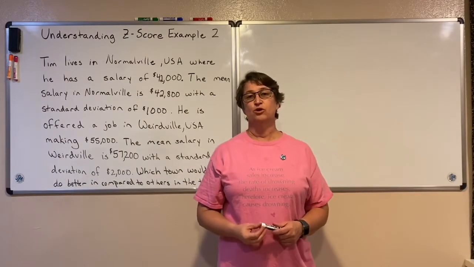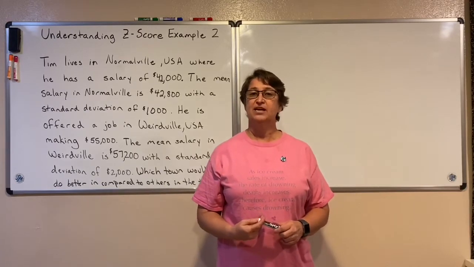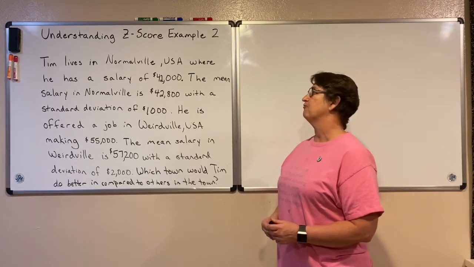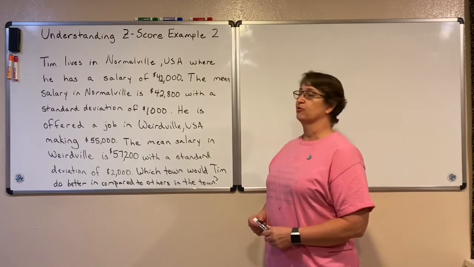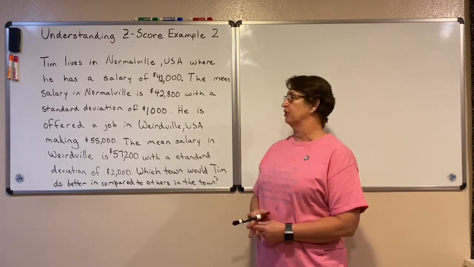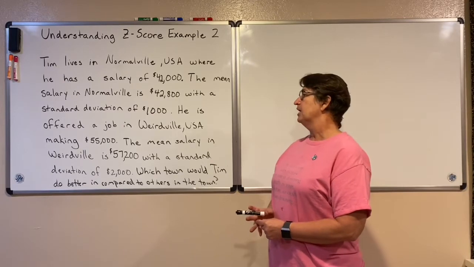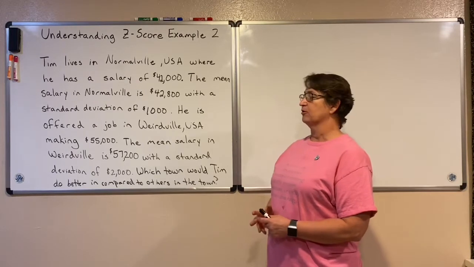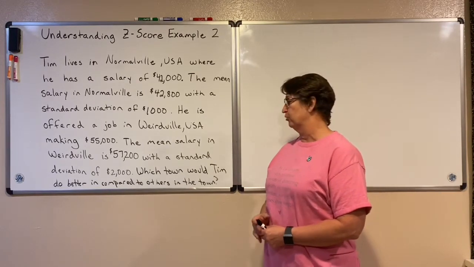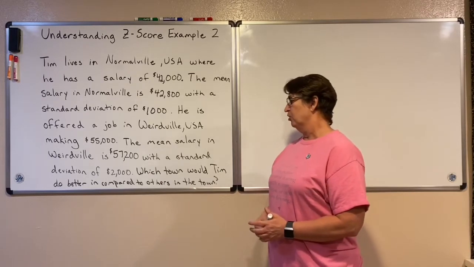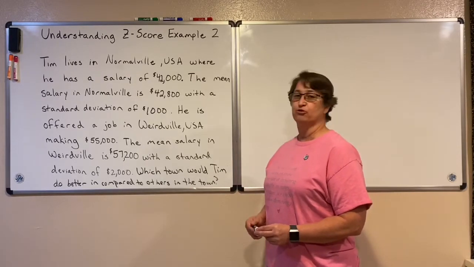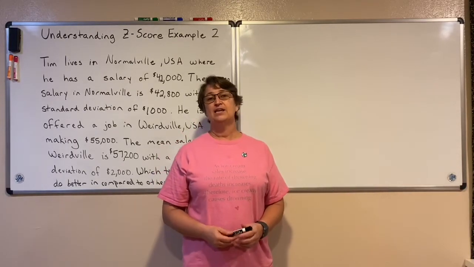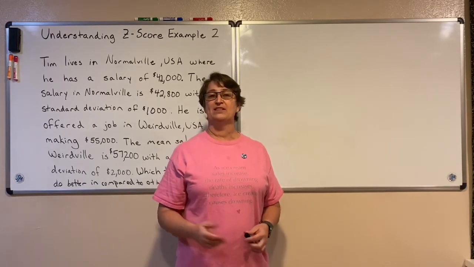Let's use the z-score to help Tim make a decision about taking a job. So Tim lives in Normalville, USA, where he has a salary of $42,000. The mean salary in Normalville is $42,800 with a standard deviation of 1,000. He's offered a job in Weirdville, USA, making $55,000. The mean salary in Weirdville is $57,200 with a standard deviation of 2,000. Which town would Tim do better in compared to others in the town? So Tim's trying to make a decision about which town to live in, and he decides to find the z-score to help him make that decision.